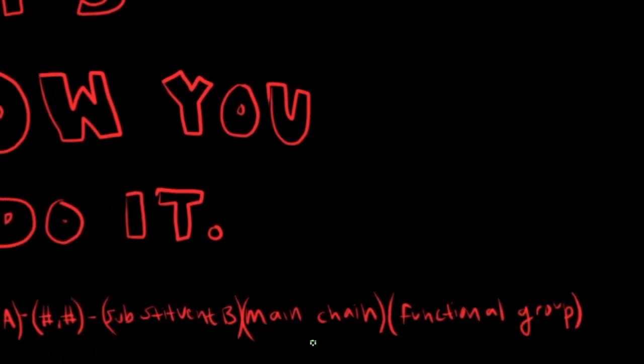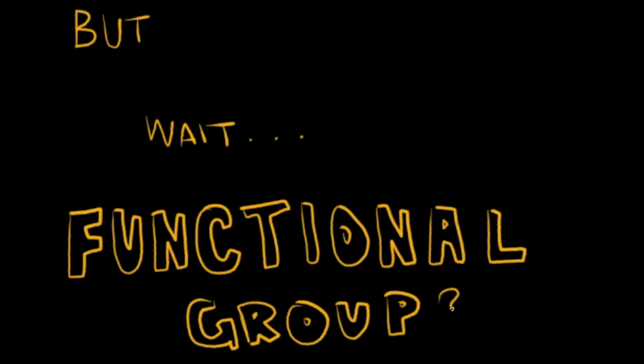any organic compound. But wait, there's more? Oh yes, there is definitely more. Organic chemistry is definitely not this simple. In organic chemistry, functional groups are specific groups of atoms or bonds within molecules that are responsible for the characteristic chemical reactions of these molecules.